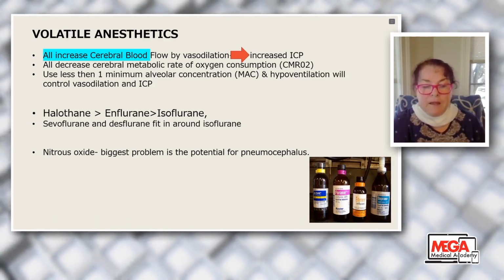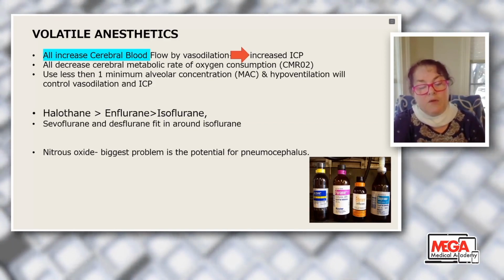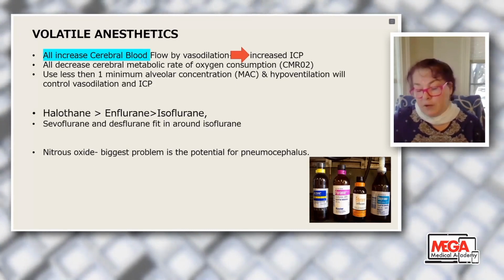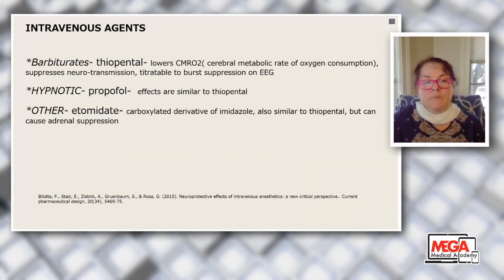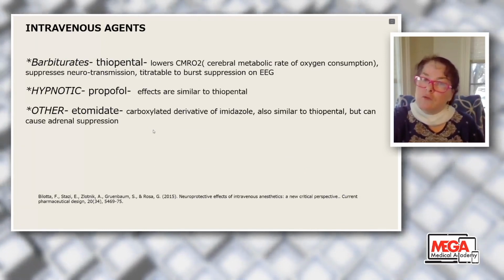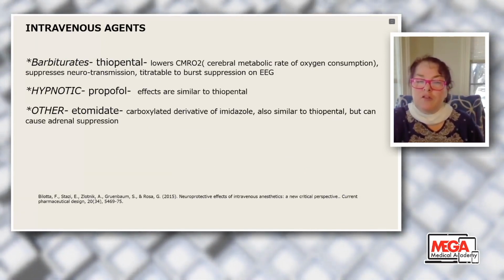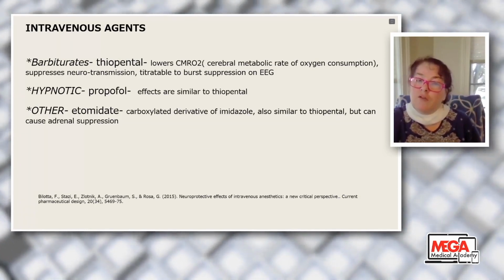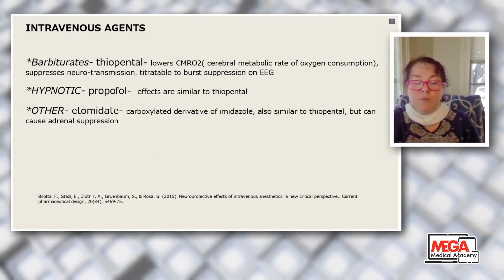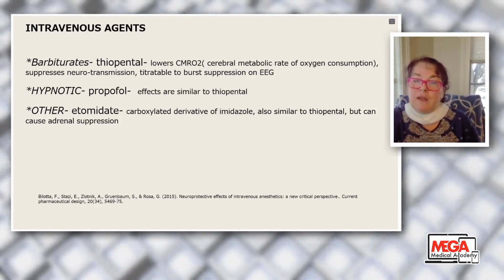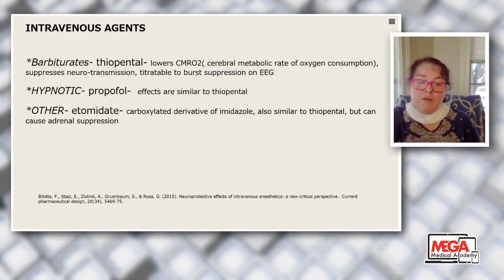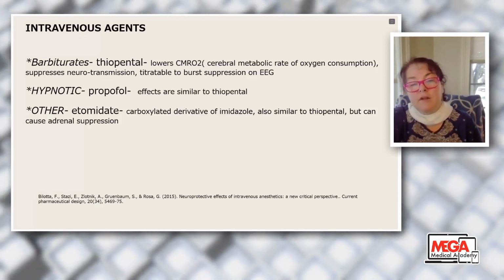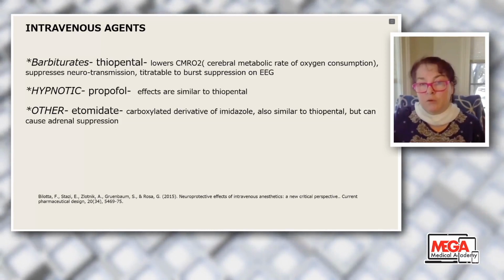Nitrous oxide, the biggest problem with it is that it has a potential for pneumocephalus. You decide to use it, or if you decide not to use it, it does have that potential. IV agents that you can use: barbiturates such as pentothal lower the metabolic rate of oxygen consumption of the brain. It suppresses neurotransmission. It's titratable for burst suppression on the EEG. The hypnotic propofol is very similar to pentothal. Others, such as etomidate, you could use also, but it can cause adrenal suppression if you give multiple doses of it.